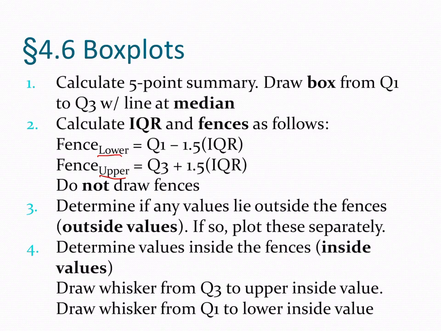To figure out where your fences go, for the lower fence you take your Q1 value minus 1.5 times the IQR. For your upper fence, you take your Q3 plus 1.5 times your IQR. Do not draw the fences. Determine if any value lies outside the fences, the outside values. If so, plot these separately. Then determine the values inside the fences, the inside values. You draw whiskers from Q3 to the upper inside value, and from Q1 to the lower inside value.